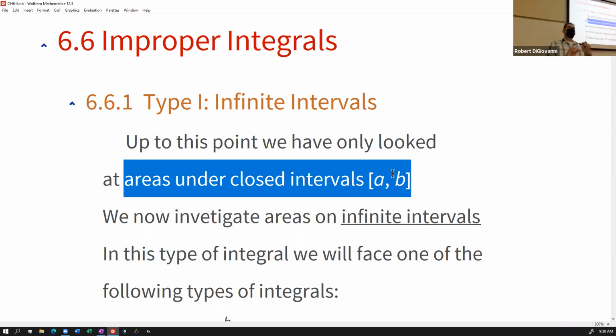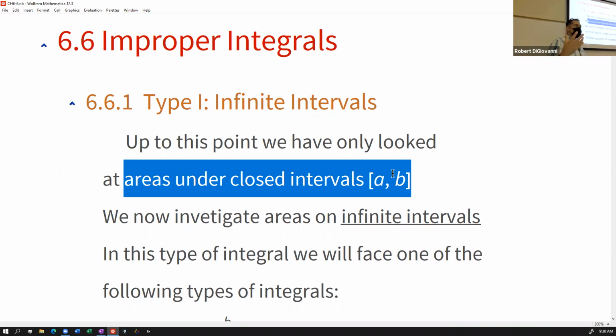And I should have said this, 6.6 is broken up into two types of problems. The first type, type 1, are called infinite integrals. Type 2 is called infinite integrands. And you'll see the difference once we get to these. But the first one, infinite intervals, is saying, hey, look, we've been starting at A and ending at B. Why don't we start at A and never end? Just let it go forever and see, can we get an answer still?